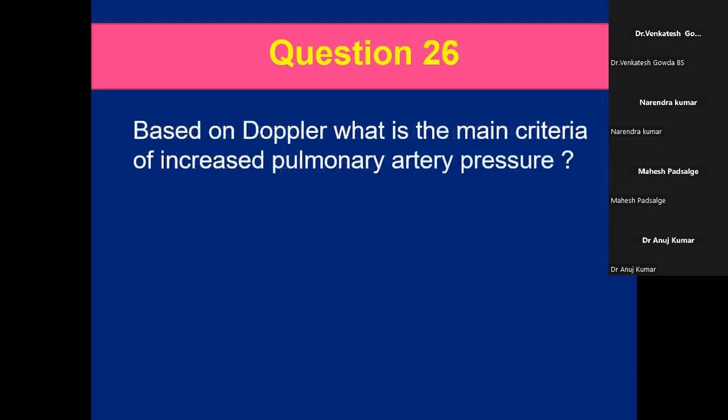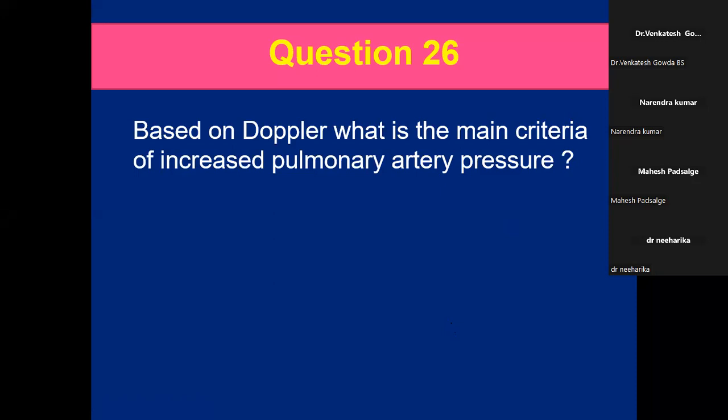Next question is, based on Doppler, what is the main criterion for increased pulmonary artery pressure? Anybody? TR jet velocity more than 2.8 meters per second. 2.9 is a cutoff. A very simple way of remembering it: remember 3 meters per second. If somebody has a velocity of 3 meters per second, possibly he has increased pulmonary artery pressure.